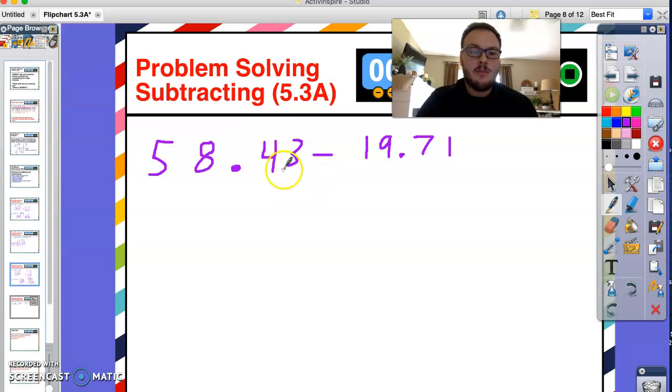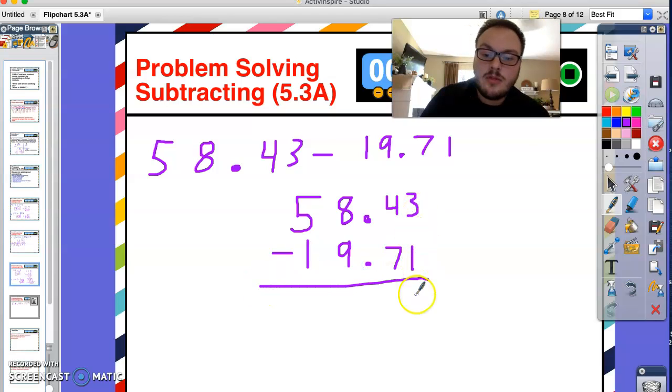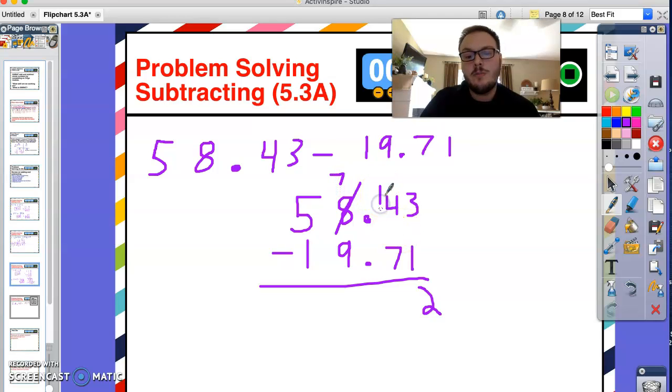The last one, this is to push you a little bit, and we are doing 58 decimal 43, take away 19 decimal 71. Now, 3 take away 1 is 2. I cannot do 7 away from 4, so I need to go next door, cross it out. It's going to become a 7. I can still regroup across the decimal, so now I have 14. 14 take away 7 is 7.